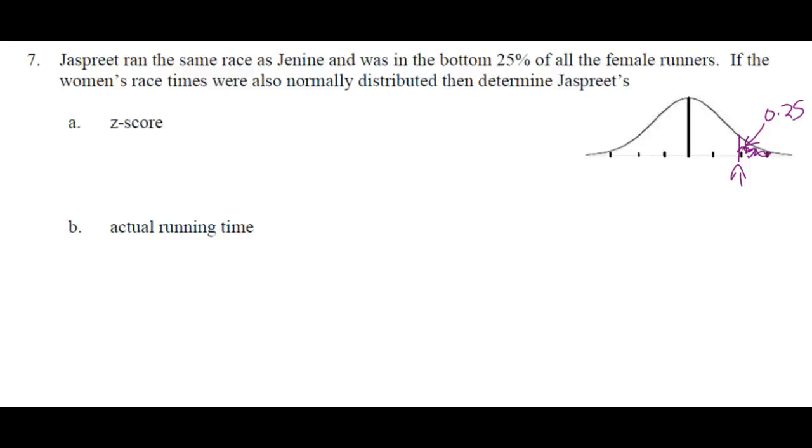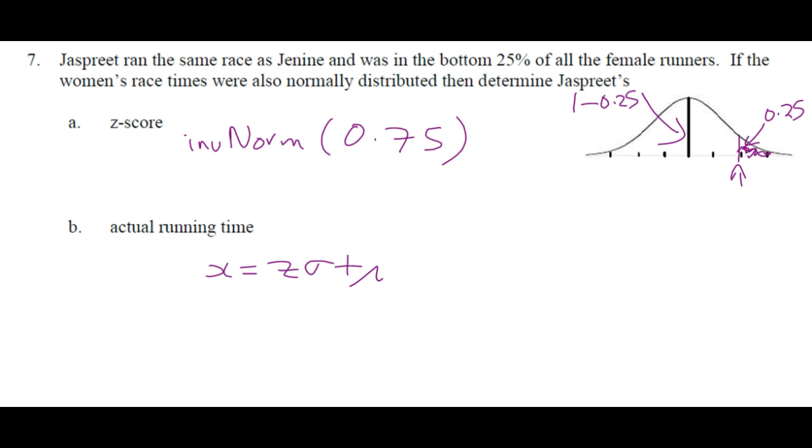So for her z-score, we're going to do inverse norm on 0.75. We need the area to the left, which is 1 minus 0.25, or 0.75. We're going to keep that number in our calculator. For the actual running time, remember, x is equal to z sigma plus mu. We can just use the formula again. We developed it in the one above, and we're going to use it again.